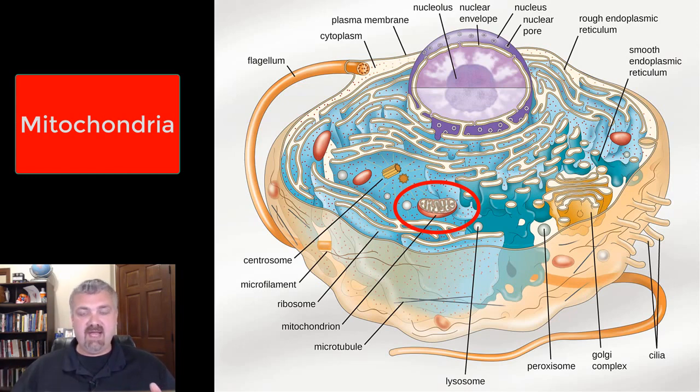But for example, like your cardiac, your heart muscle cells, 30% of the volume of the cell is going to be mitochondria. And think about other muscle cells and things like that. So the amount of mitochondria in a cell tells you how much energy it needs to produce and use. So let's go ahead and take a look.